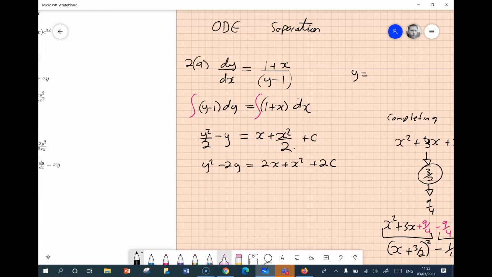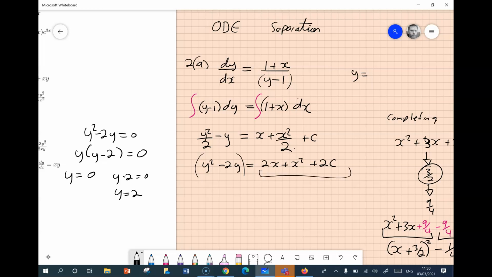Okay, now here we go. Solving this part here is difficult. If I had just had y squared minus 2y equals 0, well, that'd be easy. I could just factorize out y(y minus 2) equals 0. And I could just say y is equal to 0, or y minus 2 is equal to 0, and y is equal to 2. But unfortunately, it's not equal to 0. It's equal to all of this.